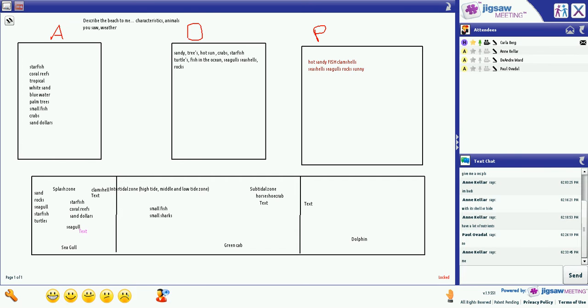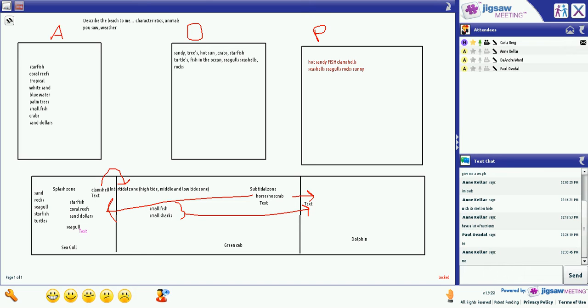All right, fantastic. A lot of the organisms that you guys had could actually go in more than one of these categories. For example, clams could go in subtidal or intertidal. The small fish and the small sharks could stay in intertidal, or they could go to subtidal. The horseshoe crab could go in subtidal, or all the way into the splash zone. So the organisms on the beach are all very, very connected to each other.